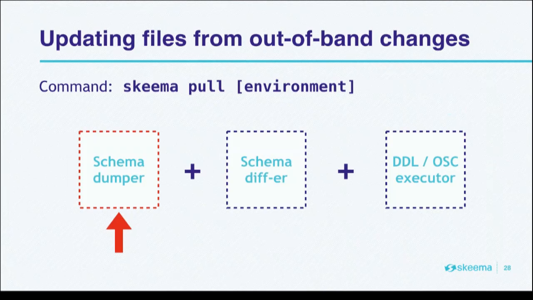Also kind of in this realm of dumping schemas, there's support for pulling in changes that were made out of band. By that I mean if someone were to run an alter table or create table directly against the database without going through schema for the change. There's a notion of a pull command in schema, so you can say, look at production and update my local files based on whatever changed out of band in production.